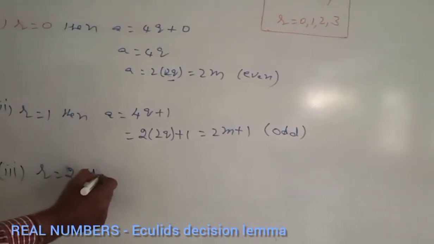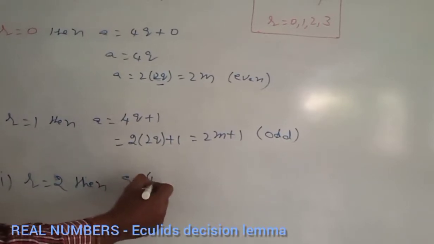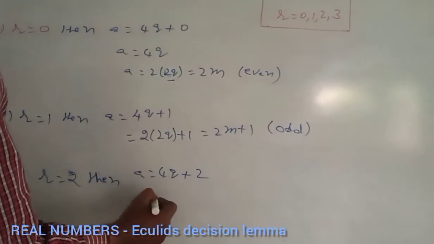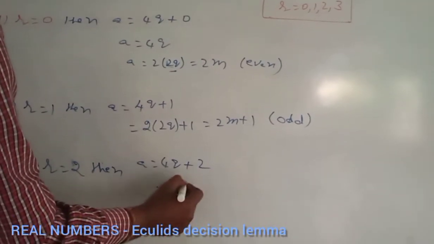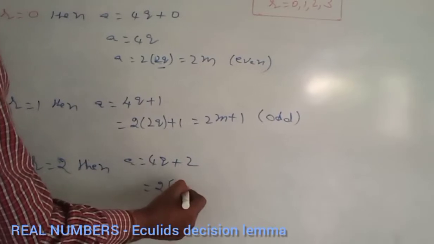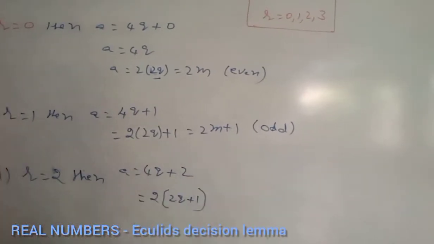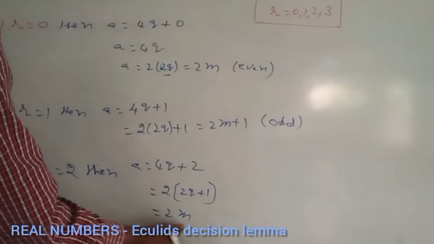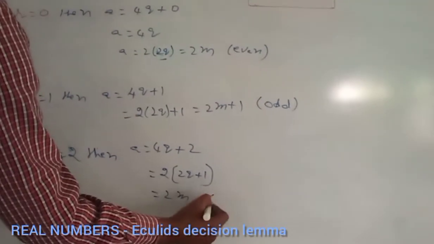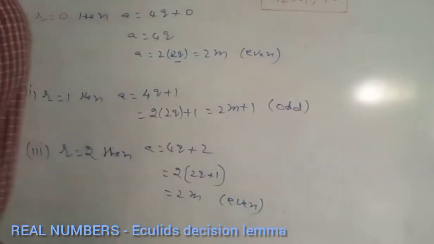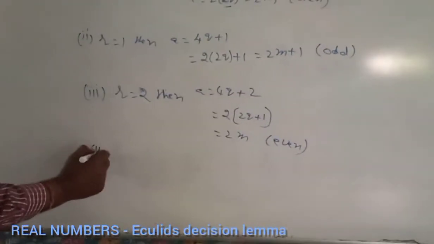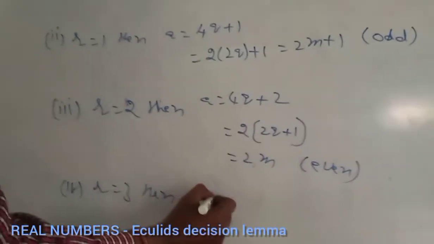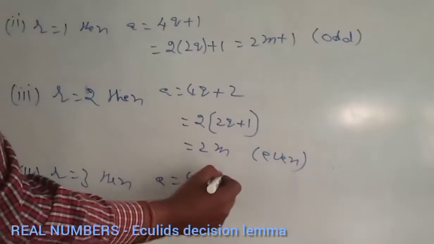If R is equal to 2, then A is equal to 4Q plus 2. That is written with 2 common: 2 times (2Q plus 1). So that is in the form of 2M. 2M means 2 multiplied, and 2 multiplication means it is an even number.